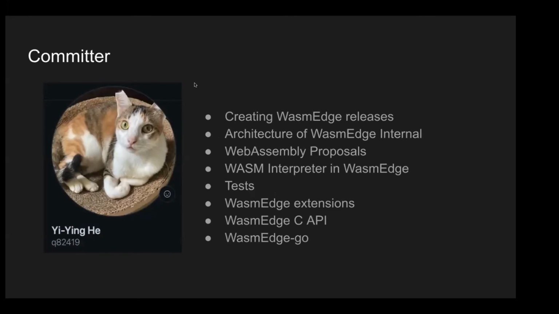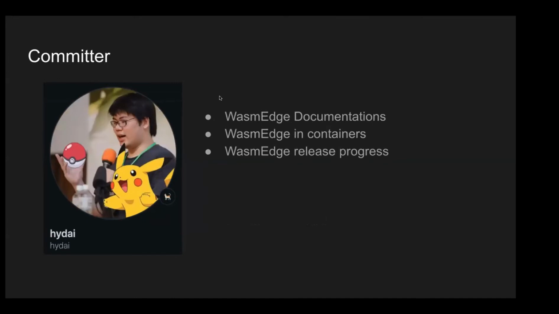My name is Ying. As a main contributor of WasmEdge, I'm responsible for the architecture of WasmEdge internals, the WebAssembly proposals and the WebAssembly interpreter, and I cover the tests and even the WasmEdge Go binding, WasmEdge C API and extensions. Okay, so the next committer is Haidai.